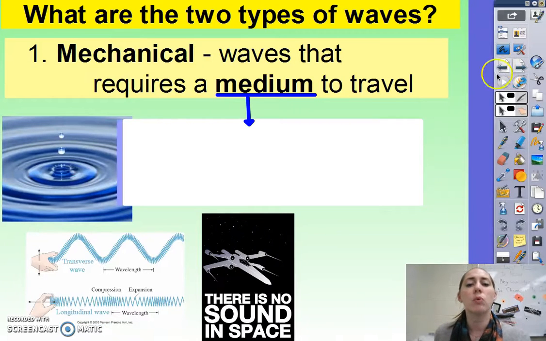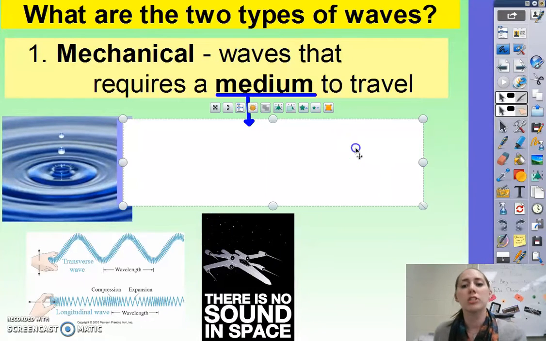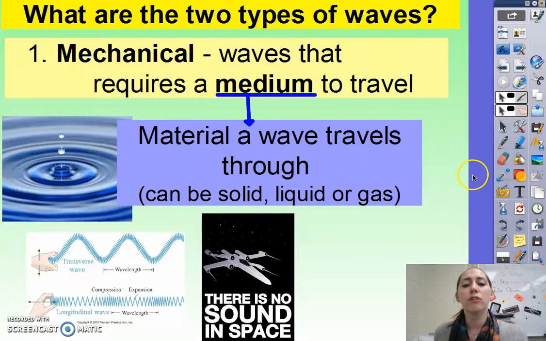Mechanical waves are waves that require a medium to travel. When I say medium, I'm not talking about a psychic, or a small, or a large. I'm talking about material for the wave to travel through. This can be a solid, a liquid, or a gas. This is in fact why, as I've mentioned in class, there is no sound in space: the atoms are too far apart for the sound to vibrate between them. So the medium isn't really there, so sound doesn't travel in space, because sound is a mechanical wave.